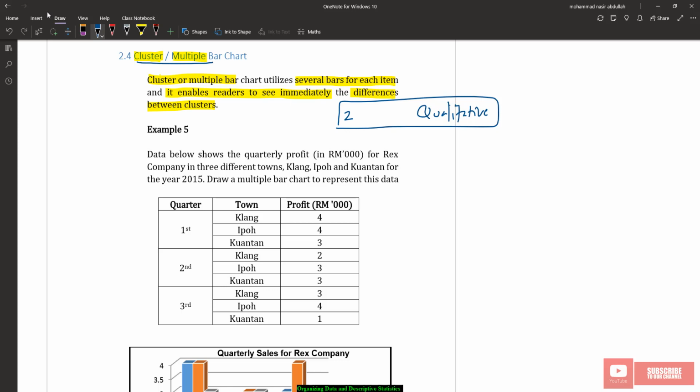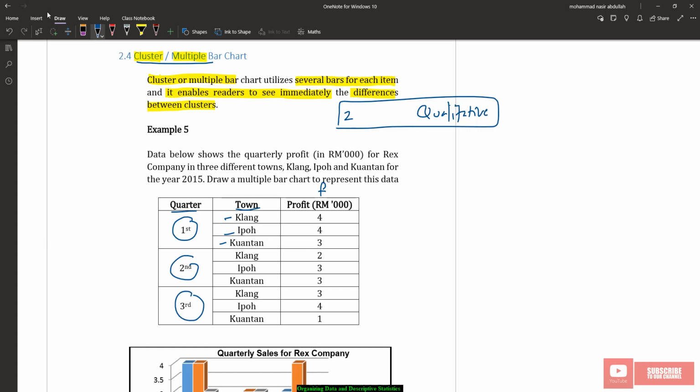If you can see here, example number 5, we have quarter and town. So for quarter, we have quarter 1, 2, and 3. Let's say we treat this as a categorical variable. And for town, we have Klang, Ipoh, and Kuantan. So we have 3 towns. And this is the frequency, profit lah.